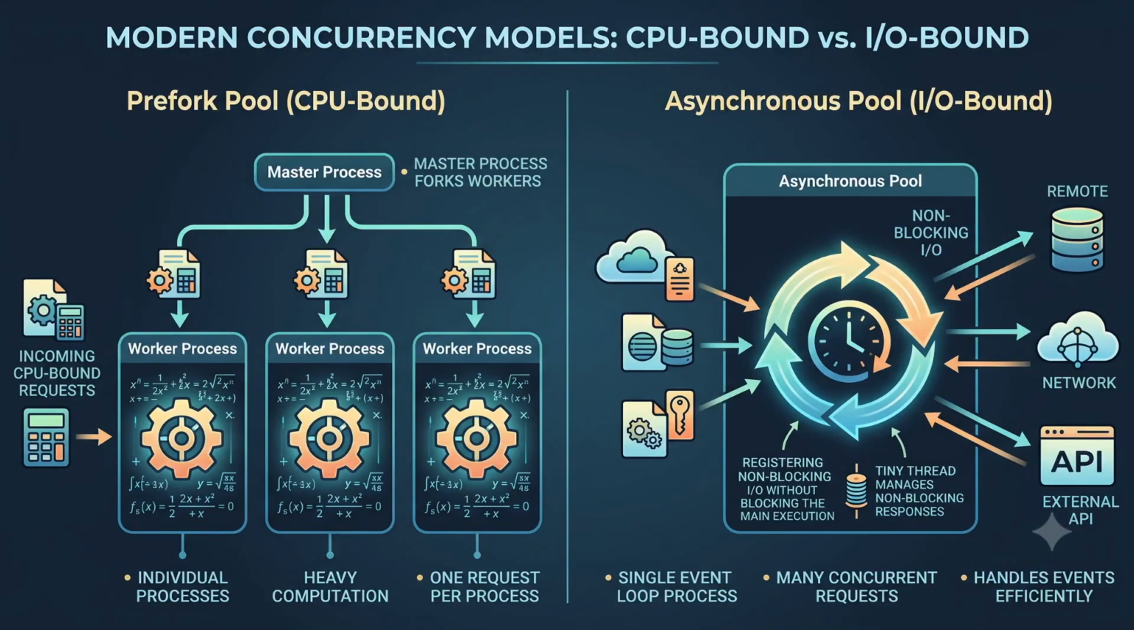Mechanic number 2, the factory floor. Once the blueprint arrives at the plant, how the plant organizes its workers determines how much heavy AI processing your system can survive. You have two choices here. First, the Prefork pool. This spawns completely separate operating system processes. This is mandatory for CPU-bound AI tasks like running local Hugging Face tokenizers or calculating vector embeddings. Each process gets its own memory and completely bypasses the Python GIL.